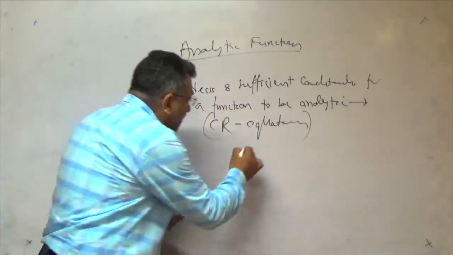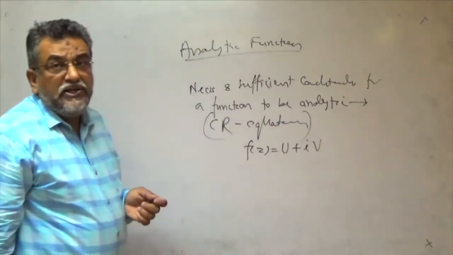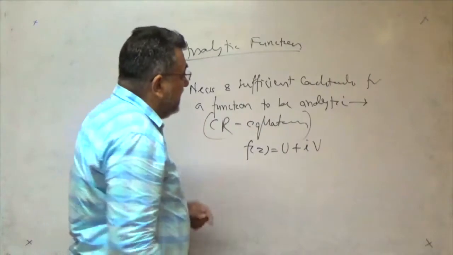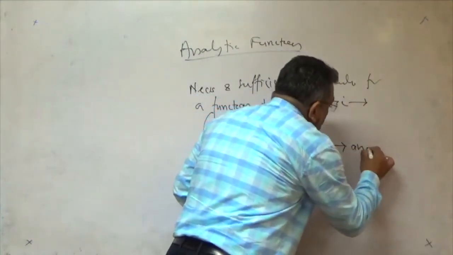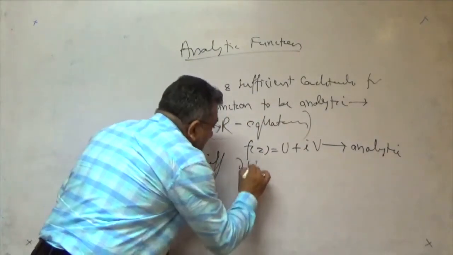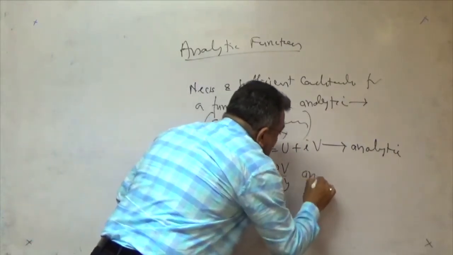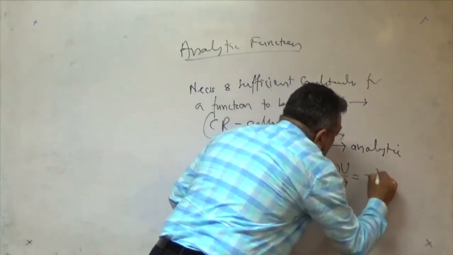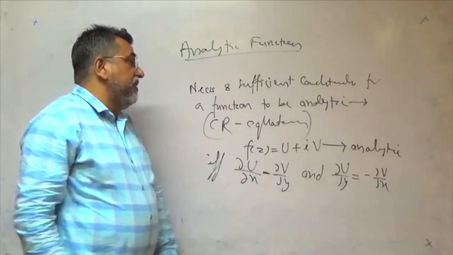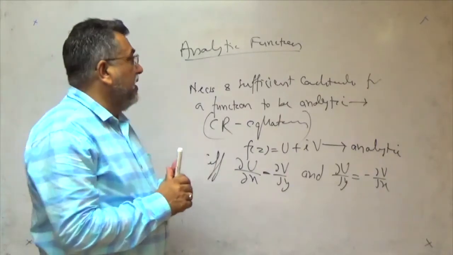Then I told you if we take a function f(z) equal to u plus iv, where you know that z is an ordered pair (x, y), so u is also a function of x, y, v is also a function of x, y, then this is analytic if and only if their partial derivatives of the real and imaginary parts satisfy del u by del x equal to del v by del y and del u by del y equal to minus del v by del x. This is the necessary and sufficient condition by which we can check mathematically whether any function is analytic or not.